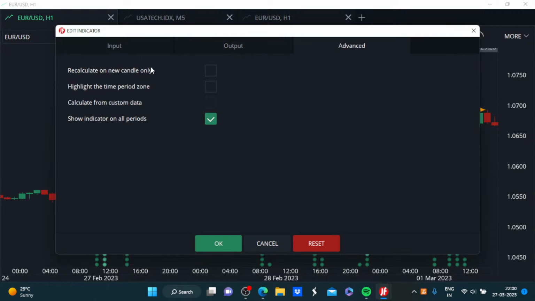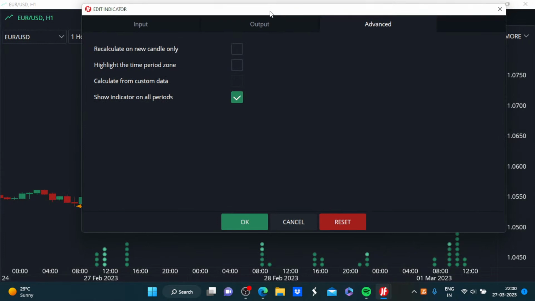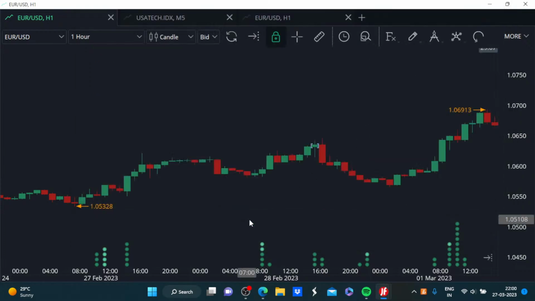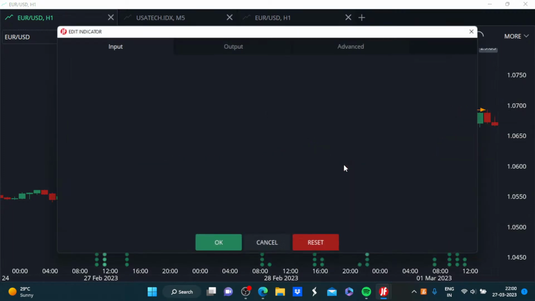Advanced editing option, we calculate on new candle. These options are not really going to make much of a difference, since there is a pattern which is going to be recognized on a fixed number of candles. Now if you want this indicator to be available whenever you change the chart's candlestick, you have to enable it, else you have to specify on which particular candle time frame it should be visible on the chart, and only on those time frames it will appear on the chart.